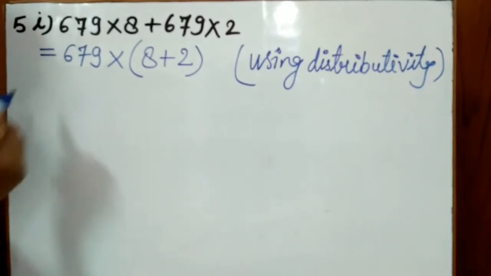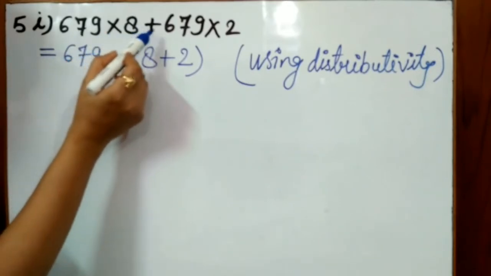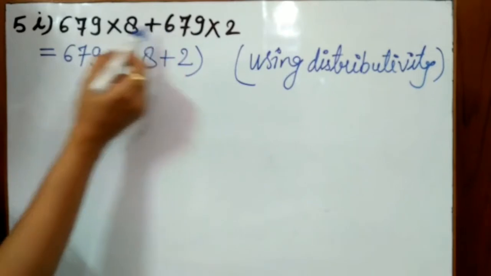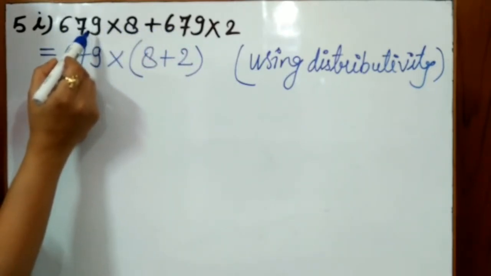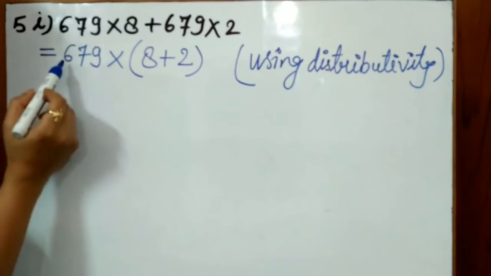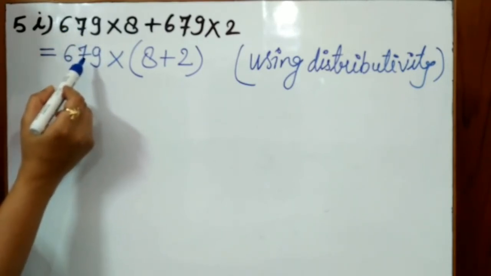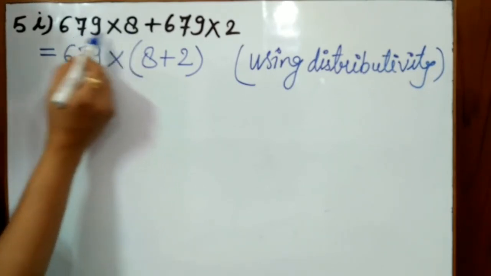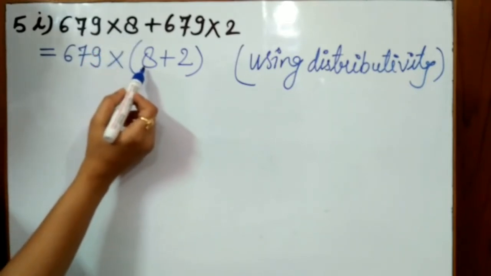The question number 1 is 679 into 8 plus 679 into 2. We can see in this question 679 is common. That's why we will write 679 only one time. Then we will put a multiply sign. What is left in this multiplication? 8. So we will write 8 in bracket.